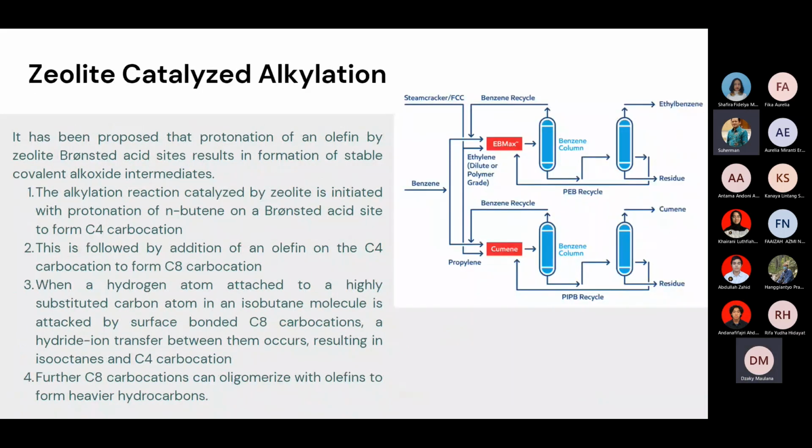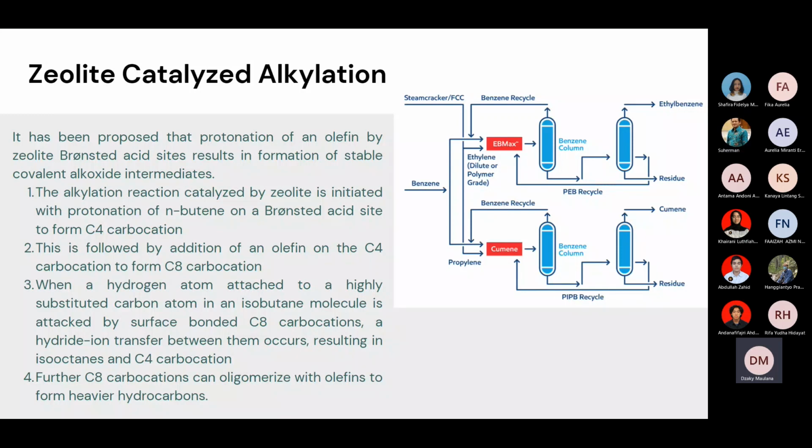Next, I'm going to explain about the zeolite catalyzed alkylation process. So it has been proposed that protonation of an olefin by zeolite Bronsted acid sites results in formation of stable covalent alkoxide intermediates. So the first step, the alkylation reaction catalyzed by zeolite is initiated with protonation of n-butane on a Bronsted acid site to form C4 carbocation. This is followed by addition of an olefin on the C4 carbocation to form C8 carbocation.